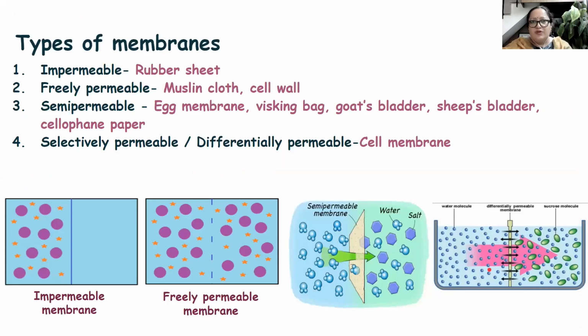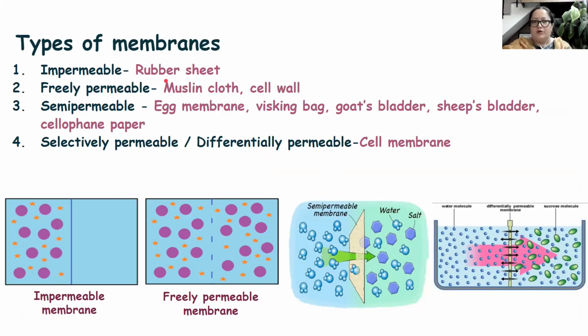Now, before we proceed further with osmosis, there are these four types of membranes that you need to study in detail. The four types of membranes are impermeable, freely permeable, semi-permeable and selectively permeable or differentially permeable. So first we have impermeable membranes, the membrane which does not allow anything to pass through it. Anything in solution or otherwise will not be able to pass through this kind of a membrane.